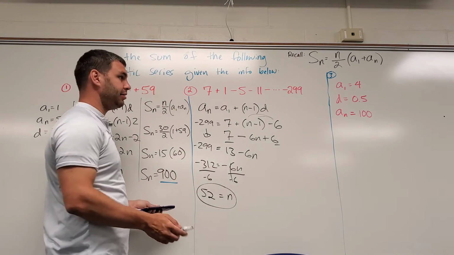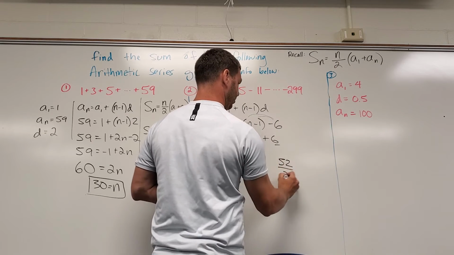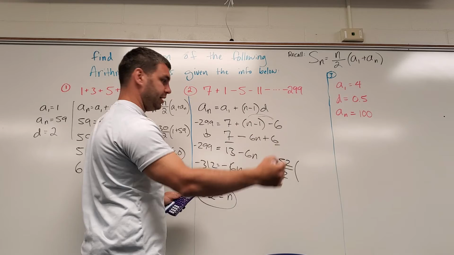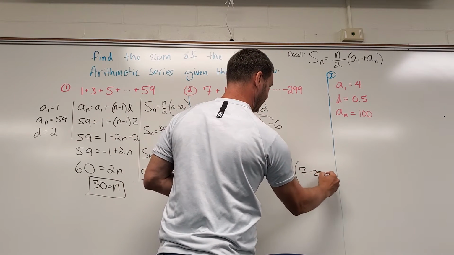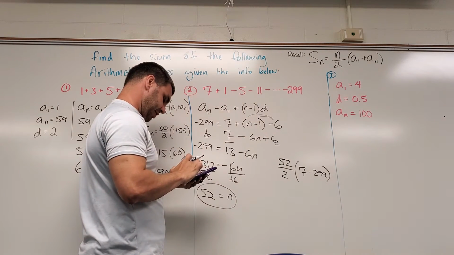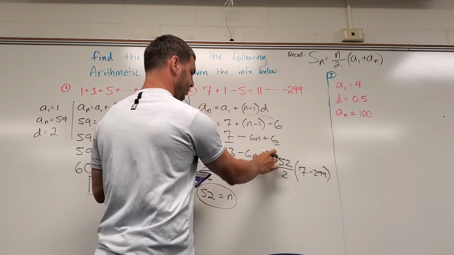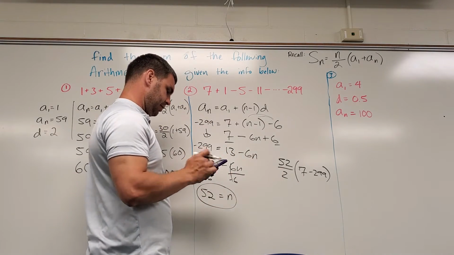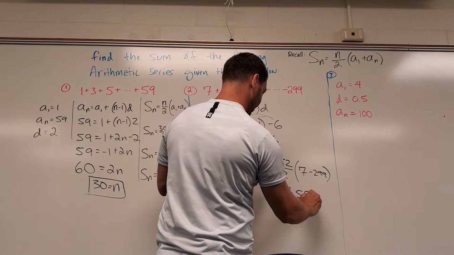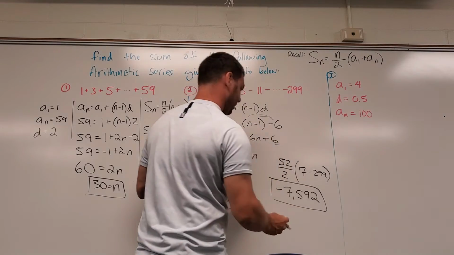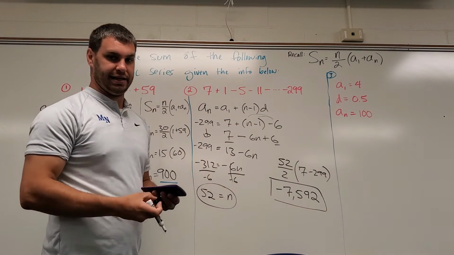Now, once I know n, I can plug it into this formula. So my n is 52 divided by 2 times my first plus my last. Well, 7 plus negative 299, or just 7 minus 299. 7 minus 299 is negative 292 times 52 divided by 2 is 26. Gives me a sum of negative 7,592. All right, and that makes sense because this is getting smaller and smaller, more and more negative. So of course we're going to end up with a negative number there.